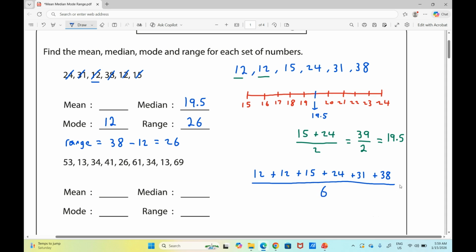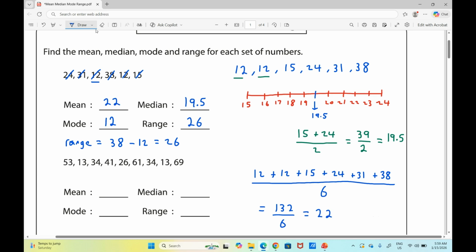So now I add it all together, then divide by 6. If I add all of this together, I'm going to get 132. So I'm going to take 132 and divide it by 6. 132 divided by 6 is going to be 22. So my mean is going to be 22.